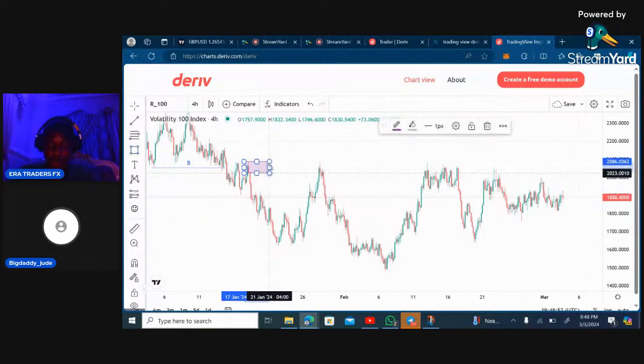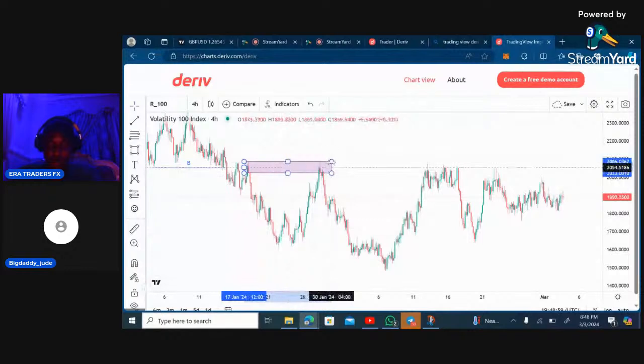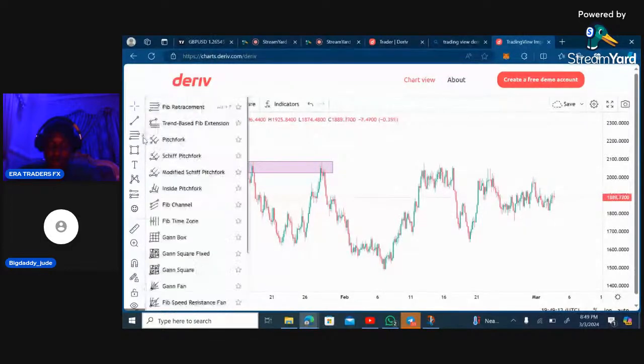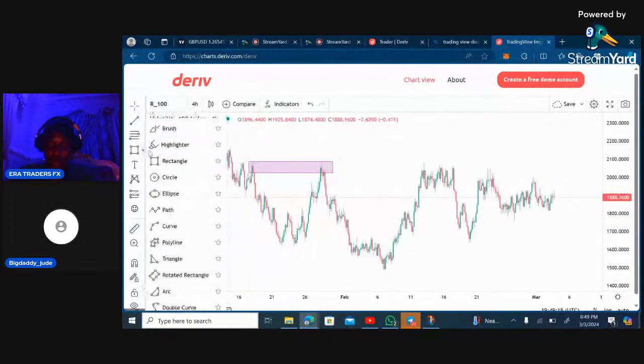I won't be going into the basics of how I got this zone because this is just an outlook. So I have a zone here. The market came back to this point and picked its orders. If you enter the markets for a sell around here, the old previous low should be your take profit.